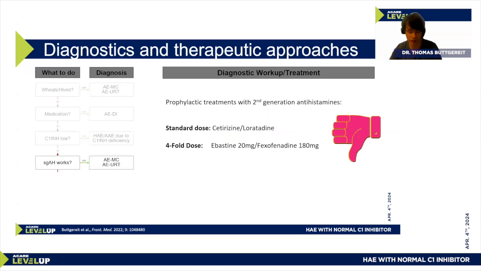But in this situation, I recommended to start with antihistamines in the standard dose. I used cetirizine and loratadine, but this failed to relieve the patient from his symptoms. As a next step, I increased the dose to the 4-fold dose, as the urticaria guideline recommends. I used ebastine 20 milligrams, 2 tablets a day. I also changed the medication to fexofenadine because the patient was living far away from my place, to switch in case one antihistamine is not tolerated. But this treatment also failed in this patient.